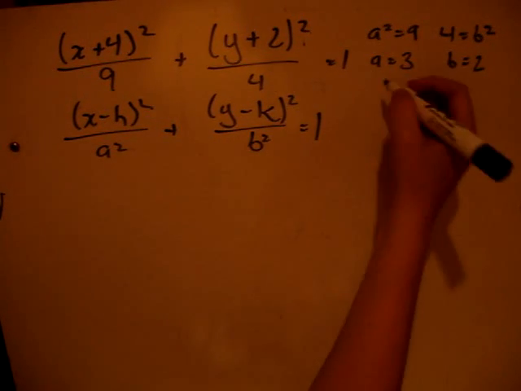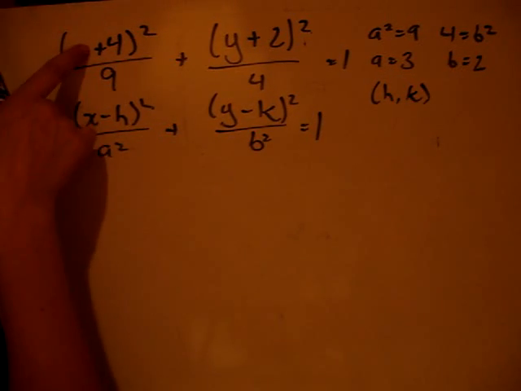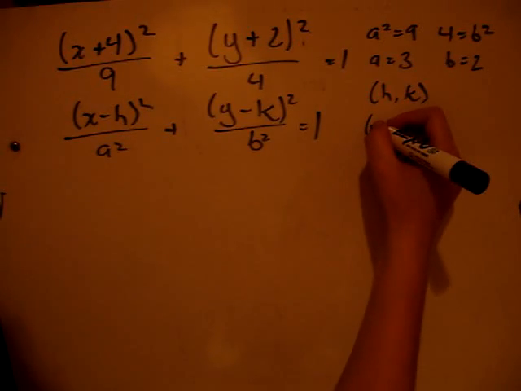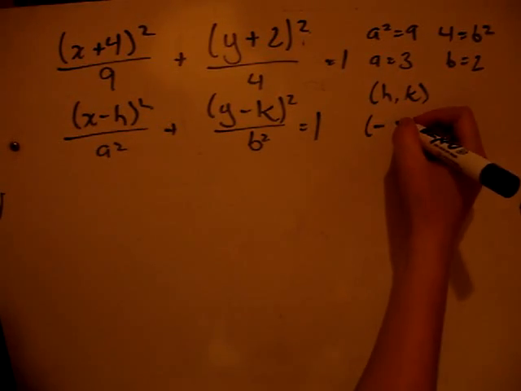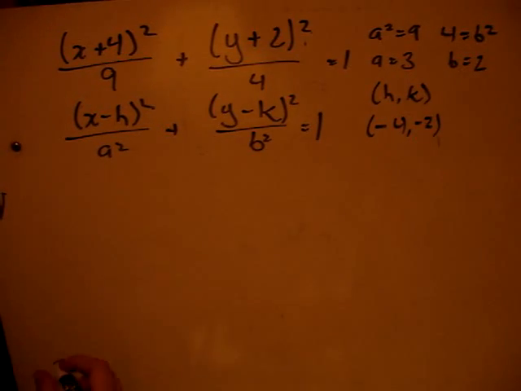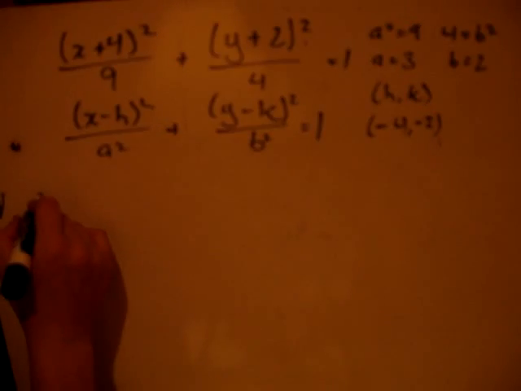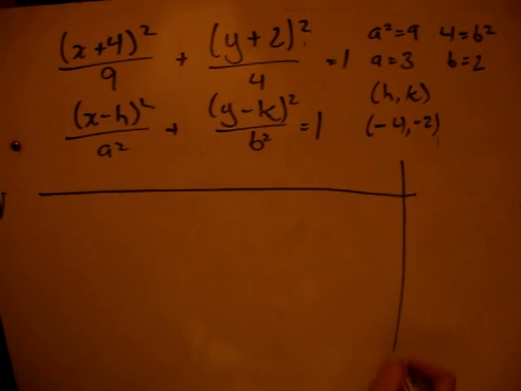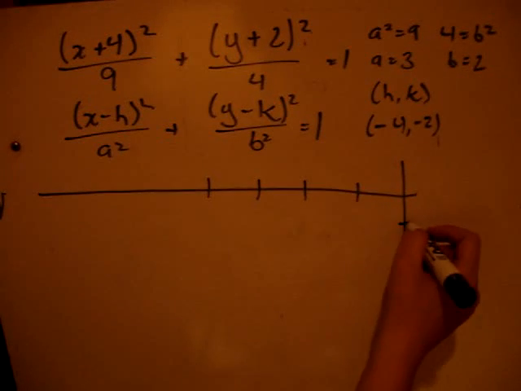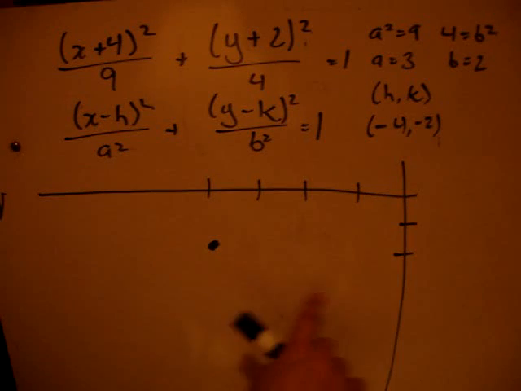Now the center for an ellipse is at (h, k), and we see that h is negative 4 and k is negative 2, so the center for this ellipse is at (−4, −2). Because the center is negative, negative, we know that it's going to be in quadrant 3, and we'll graph the center. Over 4, down 2, the center is going to be there.